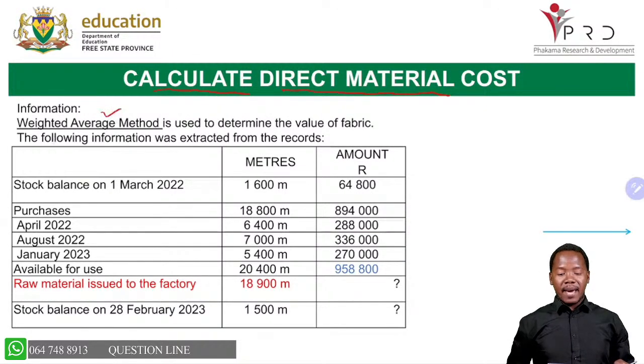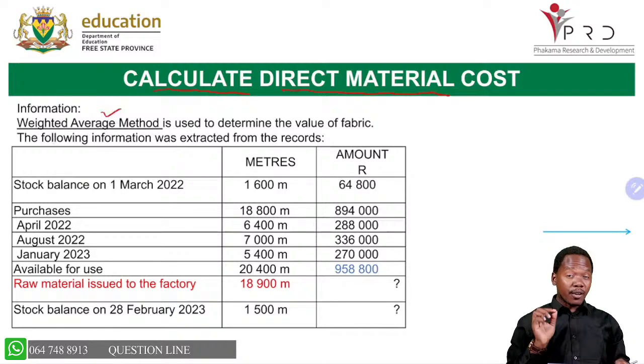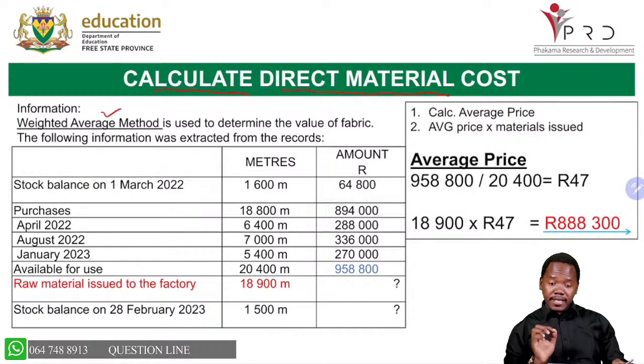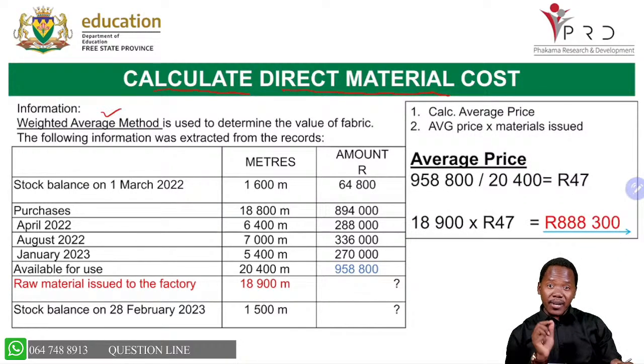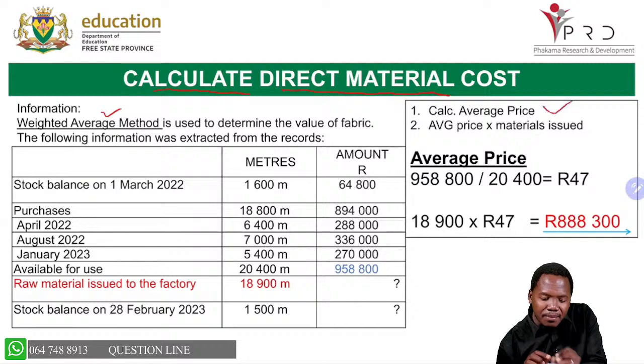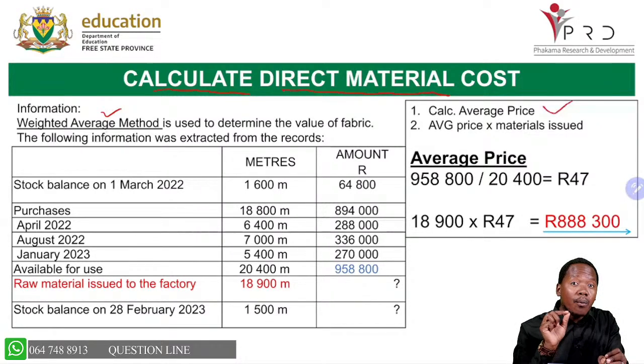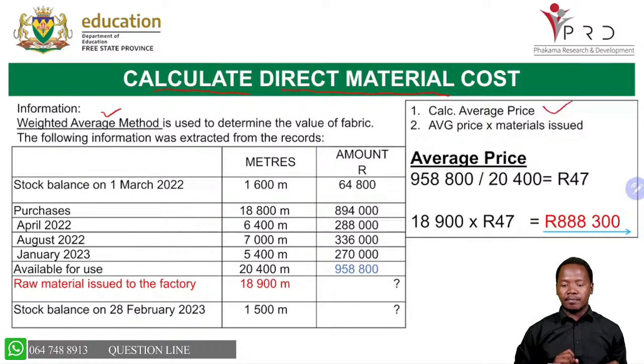Grade 12s, welcome back. I hope you are done with the calculation. Let us see if you've done it correctly. I know some of you have got it correct. Now, what is the first thing that you were supposed to do? You were supposed to calculate the average price first. Why are we calculating the average price? Because the price is not given anywhere here. And we are also told that we are using the weighted average method. That is the first thing we're supposed to do.